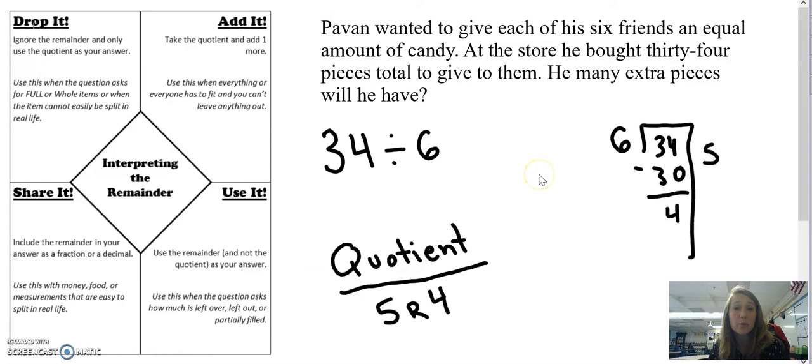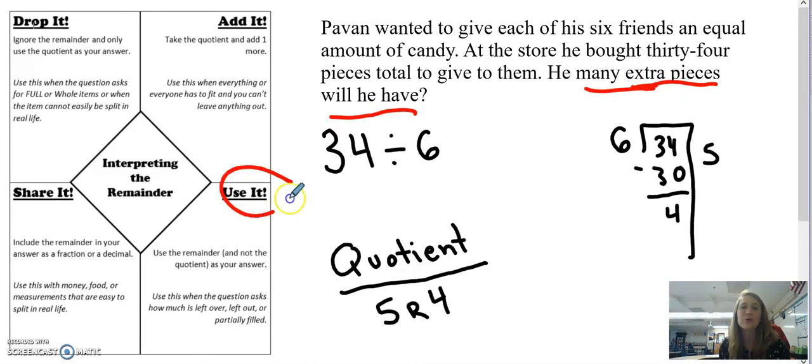In other words, if I'm interpreting my answer, that means each of his friends will get 5 pieces of candy, and he'll have 4 pieces left over. Let's go back to the problem to figure out what they're asking. They're asking, how many extra pieces will he have? So we're just using the remainder. He's going to have 4 extra pieces. For this problem, we don't actually need to give our quotient. We're only using the remainder because it's talking about extra pieces.